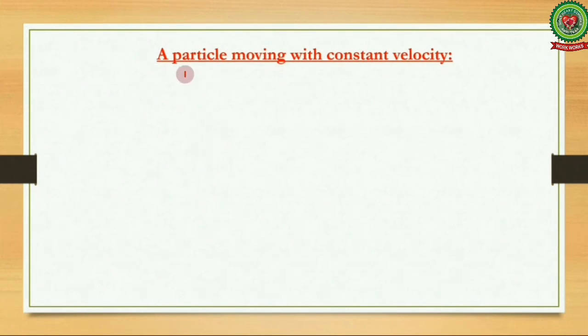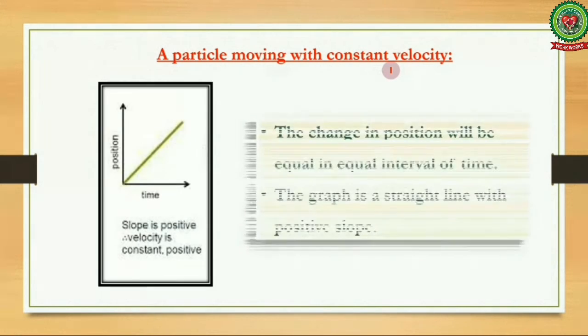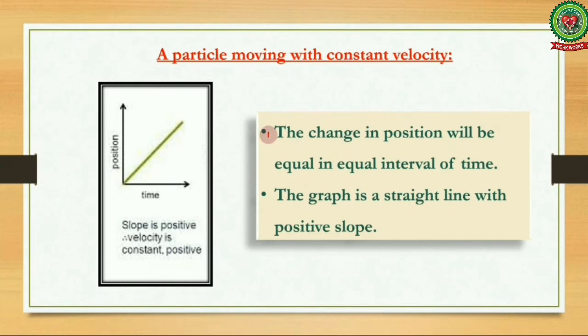So this is a graph for a particle at rest. Next is when a particle is moving with constant velocity. Students, we know that when a particle is moving with constant or uniform velocity, the change in position will be equal in equal intervals of time. Therefore, the graph is a straight line with positive slope. Here you can see the slope of the graph is positive and its velocity is constant as well as positive.